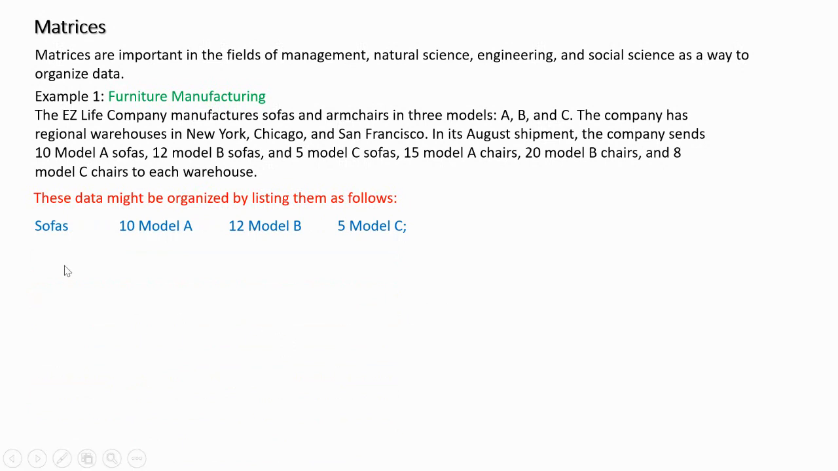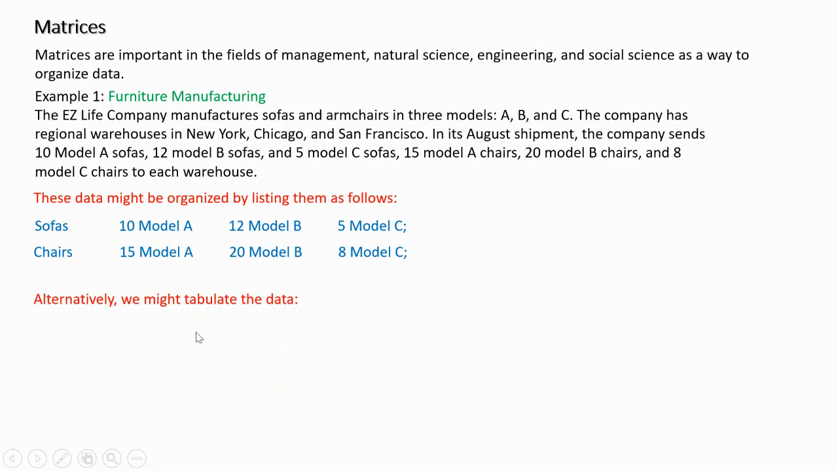So for example, for sofas, we have 10 Model A's, right from the beginning. Let's go to the word problem. Here we go, 10 Model A's, 12 Model B's, and 5 Model C's. And then for the armchairs, for the chairs, it's going to be 15 Model A's, 20 Model B's, and 8 Model C's. So this data may be organized perhaps in this fashion here.